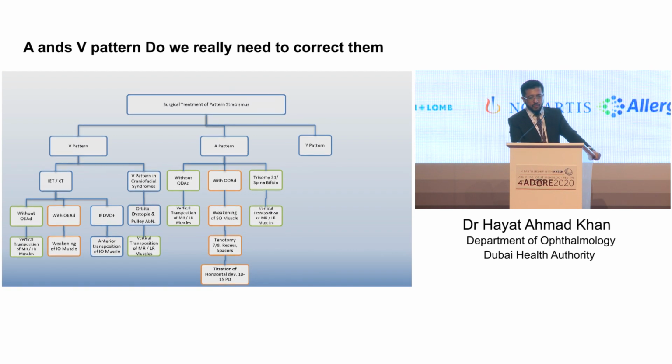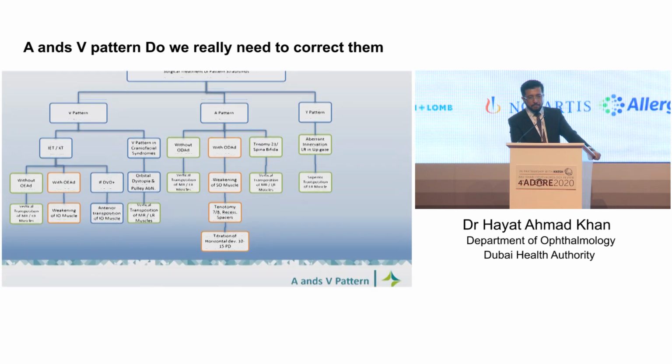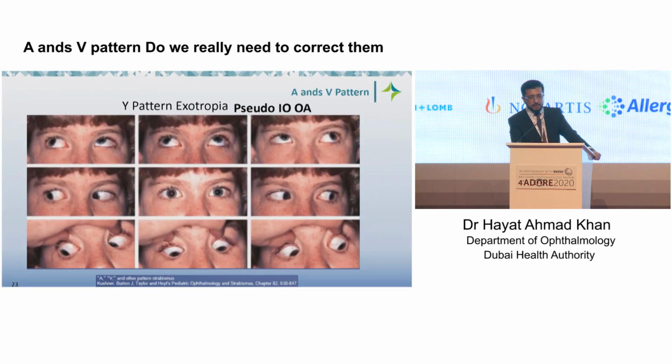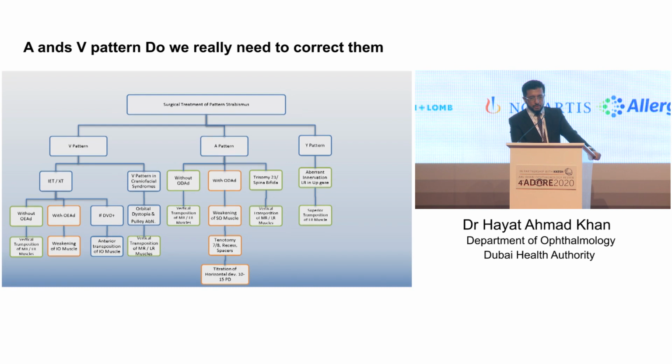In cases of Y syndrome, the cause is the aberrant innervation of the lateral rectus in upgaze position, which is causing the problem. So superior transposition of the lateral rectus muscle is the way to go. And here you see a case where there is a pseudo inferior oblique overaction. So just a misalignment in the upgaze position. So a transposition of the lateral recti can help.